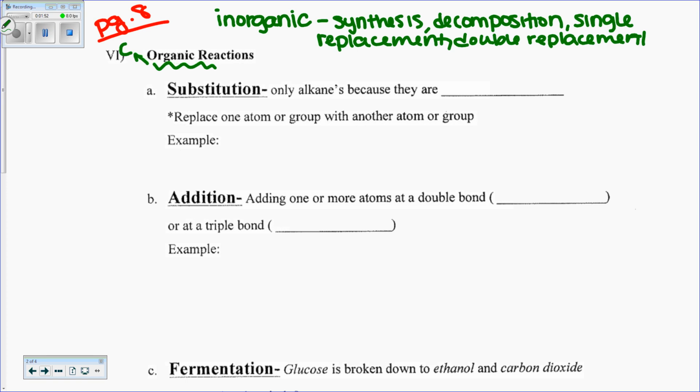So remember, synthesis is when I take two things and I combine them. Decomposition is when I take something and I break it down. Single replacement, one thing tries to replace another. Double replacement is where two things switch. So now I'm in my organic reactions and I start with substitution. Substitution is only alkanes because they are saturated. That's important.